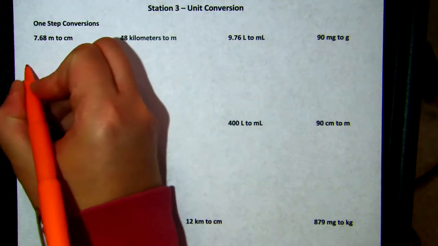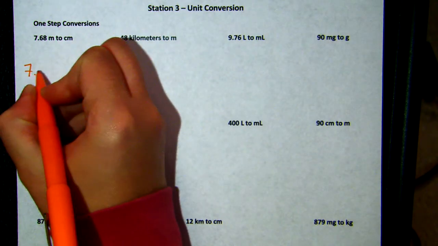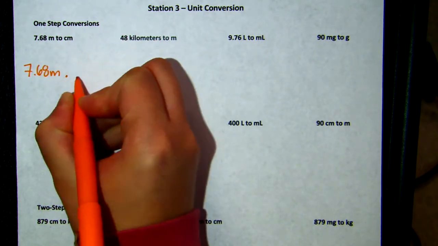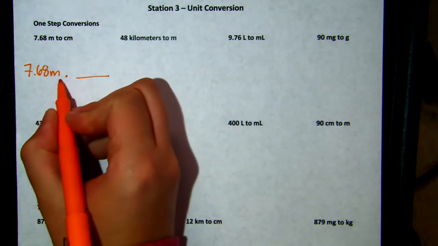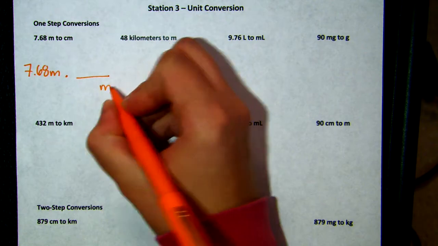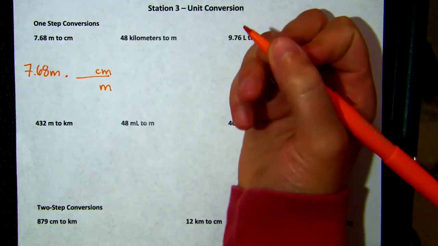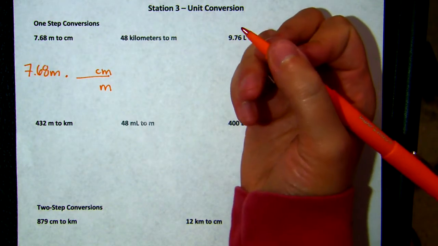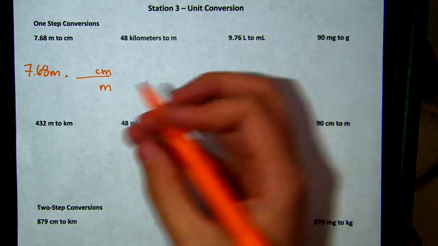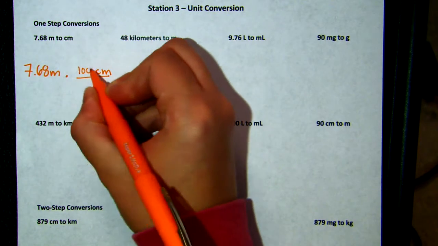So we're going to go 7.68 meters, and I'm going to draw my multiplication sign and my line. If I have meters on the top, I'm going to want meters on the bottom. And what am I converting to? Centimeters. So I'm going to put centimeters right here. Looking at our chart, we know that we have 100 centimeters in 1 meter.